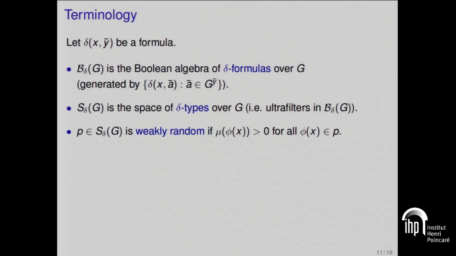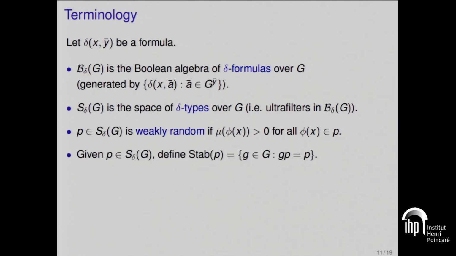I'm going to call a type weakly random. I think this is the right terminology, but I'm going to call it weakly random for this measure mu if the measure of every formula in it is positive. And this is some kind of notion of being generic. And then also I'm going to work with a stabilizer type. So given a type P, the stabilizer of P is the set of group elements in G that fix P.